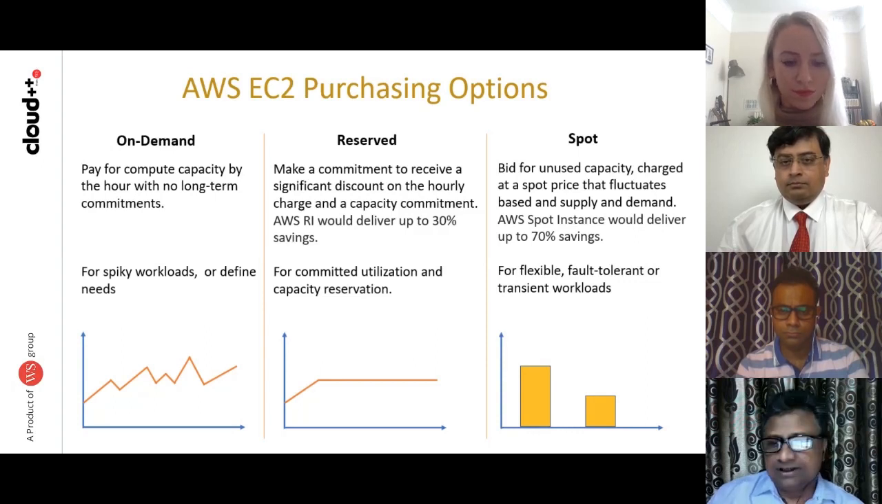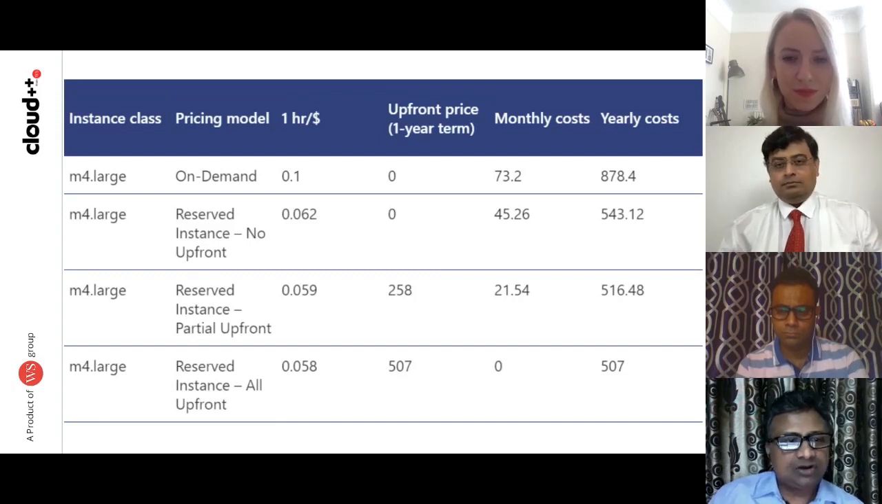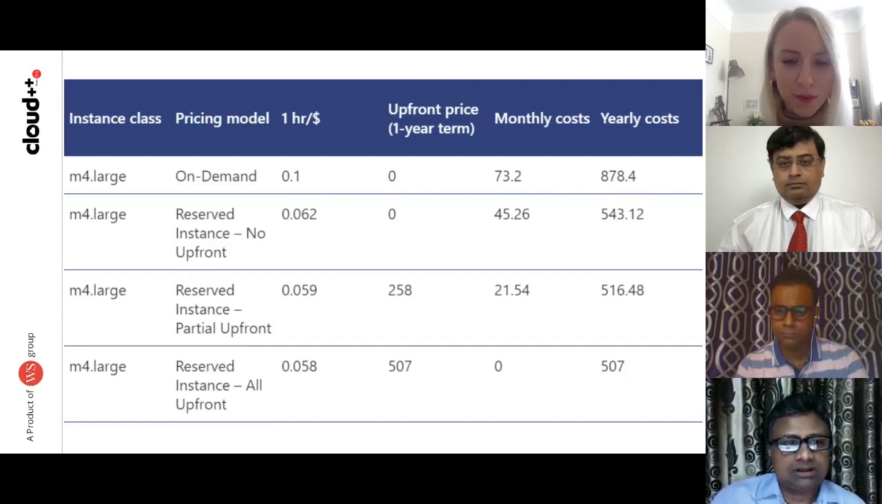And some facts and figures in the next slide, and you can clearly see how much you are saving. We have taken a typical case of the M4 large instance type, with different pricing models and different levels of commitment, and how much we are saving against each type. First, the on-demand, the standard one, where you don't commit anything, comes to your yearly cost. I believe it's North Virginia, right? Okay, yeah, so 878 yearly cost.